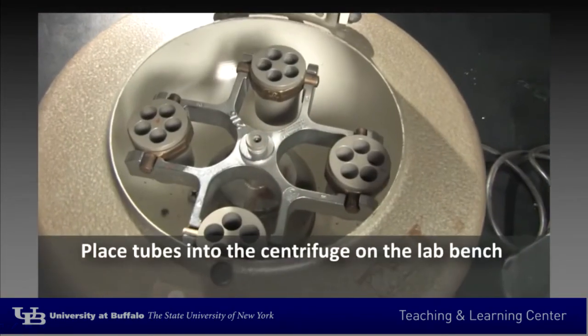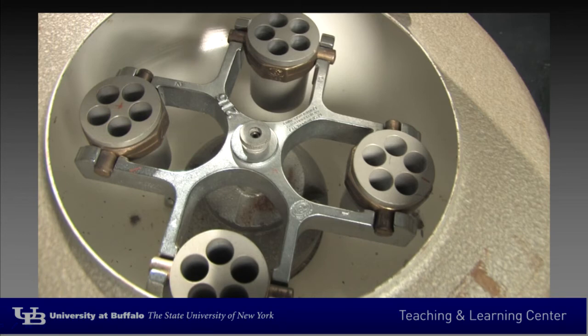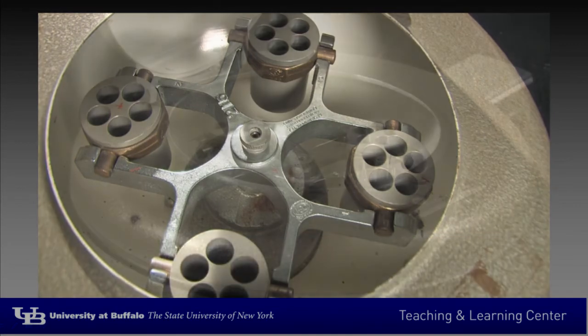Place your tubes into the tabletop centrifuge found on each lab bench. The centrifuge contains 4 carriers that each holds 5 tubes. Be sure to note that the arms of the carriers are numbered, so you will know which group of 5 tubes is yours after centrifugation.